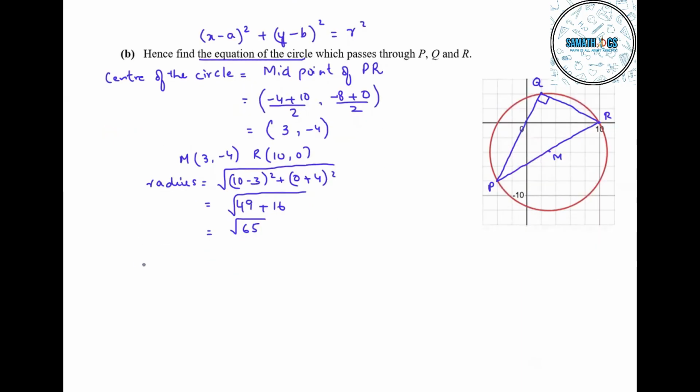So now we can write down the equation of the circle: x minus 3 whole square plus y minus b. So here we have minus 4, so we can write it as plus 4 whole square is equal to r square, under root 65 square. So the final equation will be x minus 3 whole square plus y plus 4 whole square is equal to 65.